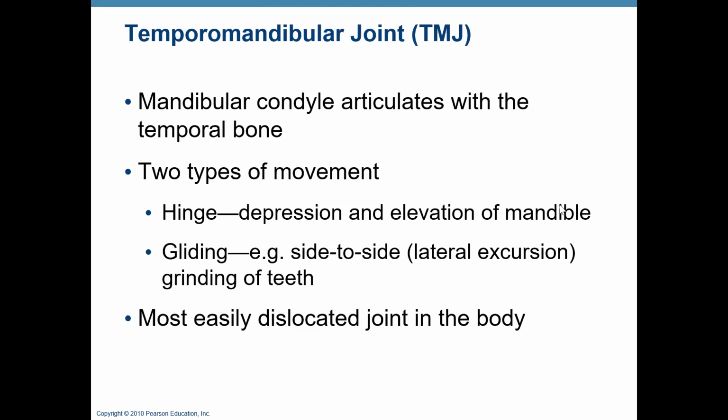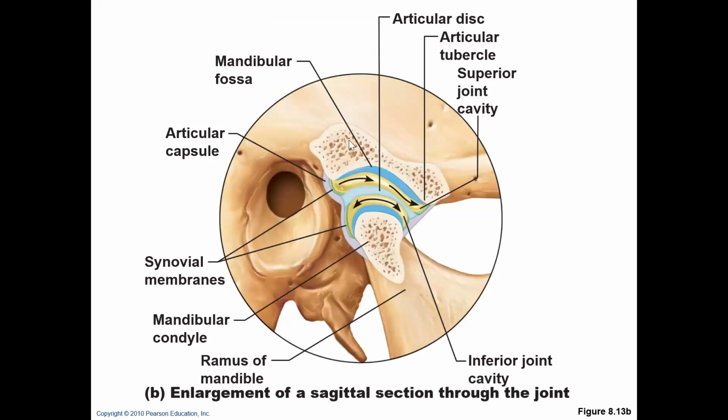All right, there's the joint where your mandible meets your skull. It's called the temporomandibular joint. This is the most, how can I say, most likely joint to come out of alignment. You would think maybe the shoulder because you hear it so often, like in sports, but typically it's this one. It's called the temporomandibular joint. And there's a picture of it right here.